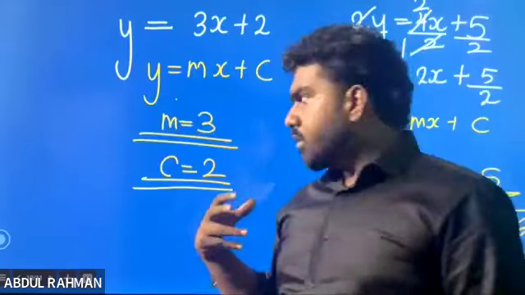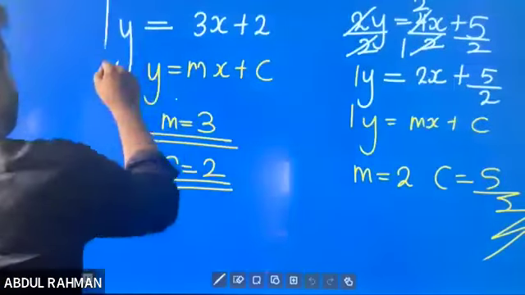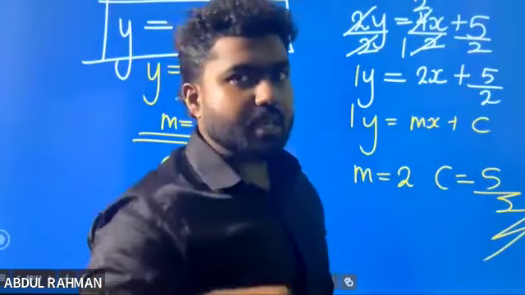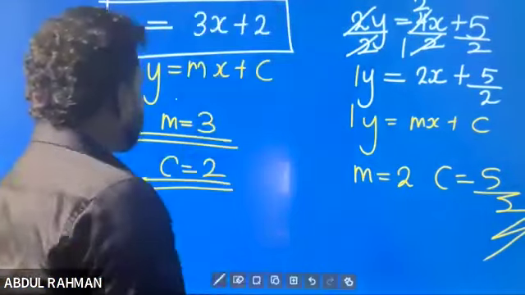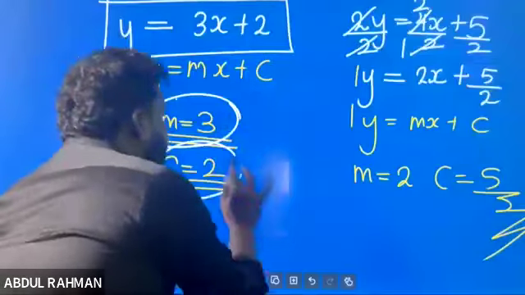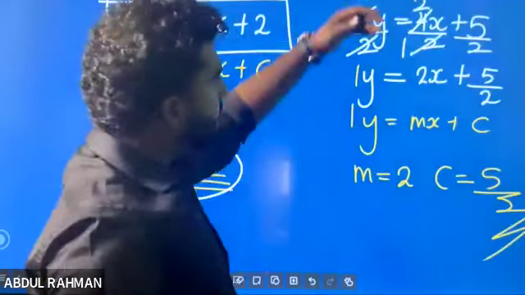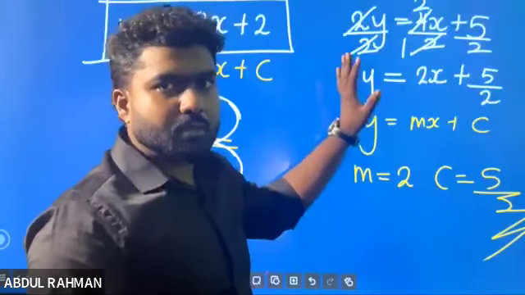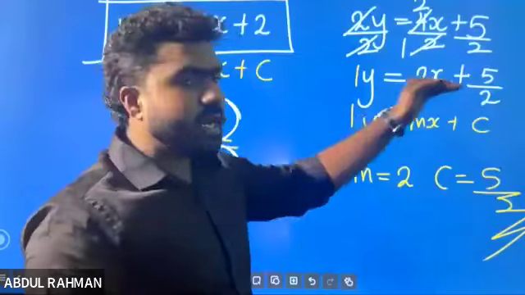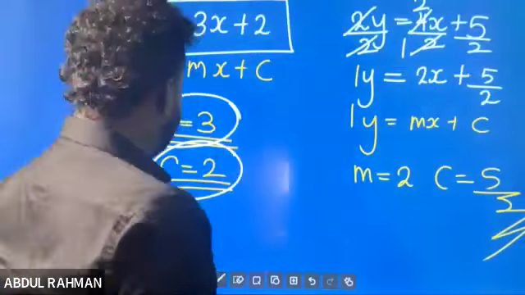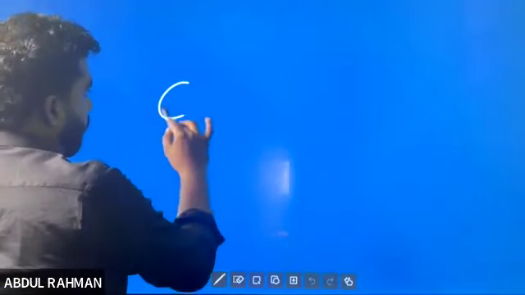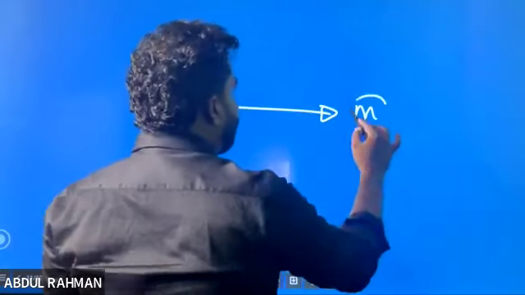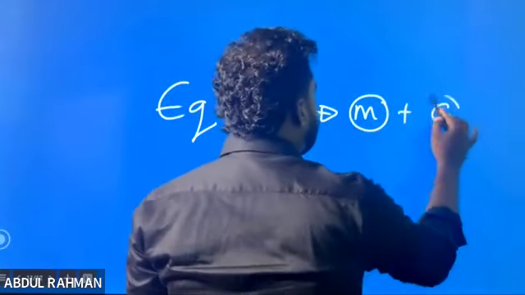What did I do? They gave me the equation. I found out what my gradient is and what my intercept is. Yes or no? They gave you the equation, you substituted, and you found out the gradient and the intercept. The equation was given, and you found the gradient and the intercept.